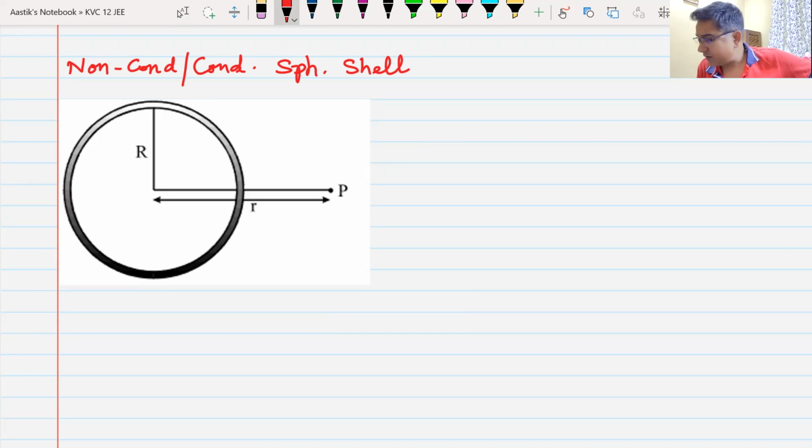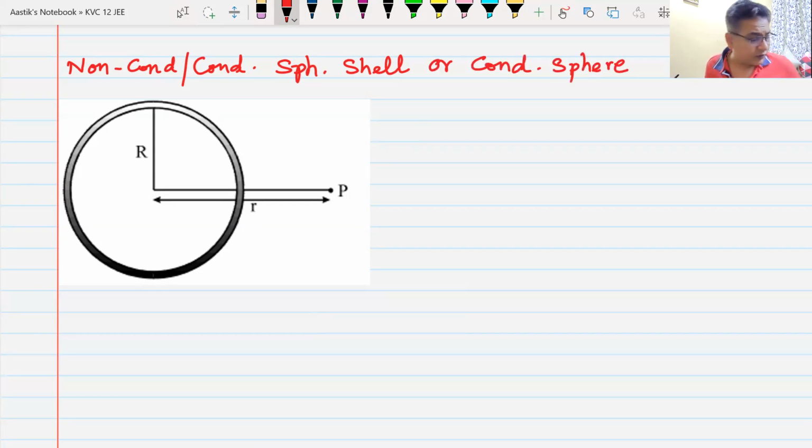I hope you understand what you mean by spherical shell. What do you mean by spherical shell? Hollow sphere. Do we understand this? Yes, sir. Or this could also be a conducting sphere. The formula is same for all these three categories. A conducting sphere will have charge coming only on the surface. Yes or no? Yes, sir.